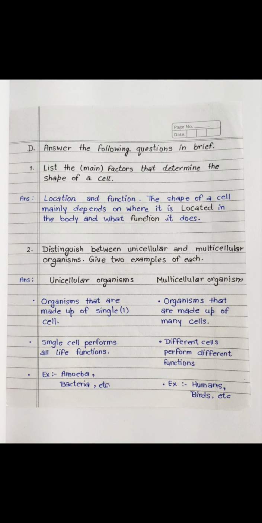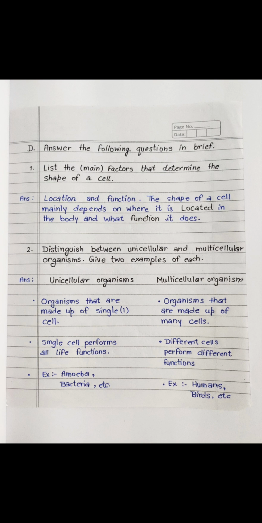Second. Distinguish between unicellular and multicellular organisms. Give 2 examples of each. Answer. Unicellular organisms: organisms that are made up of a single cell. Multicellular organisms: organisms that are made up of many cells. Unicellular organisms: a single cell performs all life functions. Multicellular organisms: different cells perform different functions.